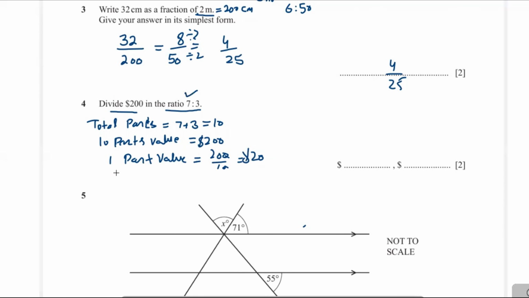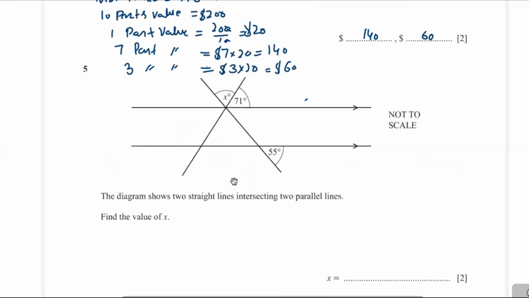7 part value will be equal to 7 multiply 20, that's equal to $140, and the 3 part value will be equal to 3 multiply 20, and that is equal to $60. Therefore, the 7 part value is $140 and the 3 part value is $60.